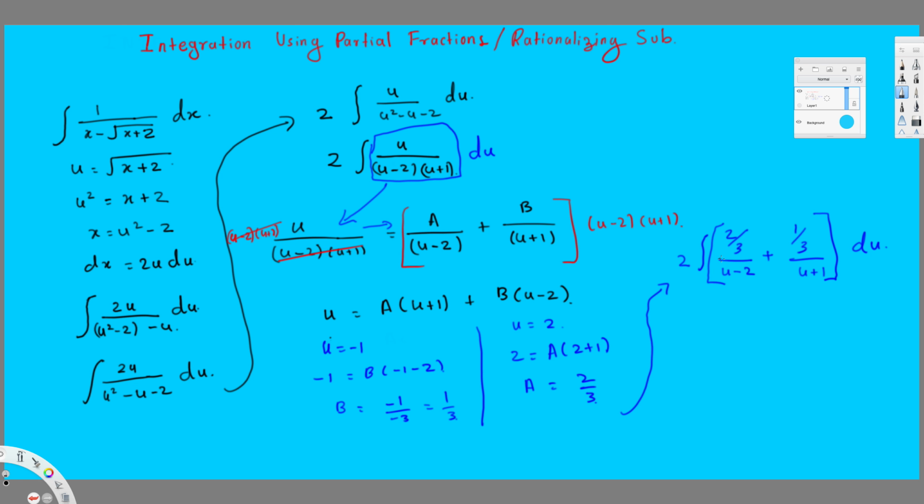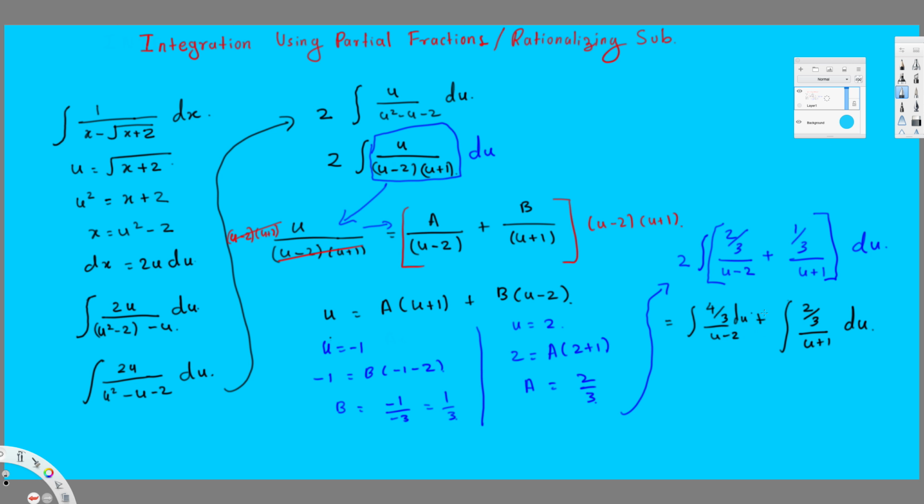So in this case what I can do, I can separate this into two parts. So let's do this. So 2 multiplied by this 2/3, 4 by 3. So integral of 4 by 3 (u minus 2) plus this 2 multiplied by this also du right here, and then integral of this 2 multiplied by this one, this is going to be 2 over 3 (u plus 1) du, right? So this is what we end up with.